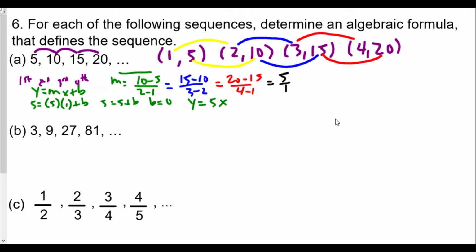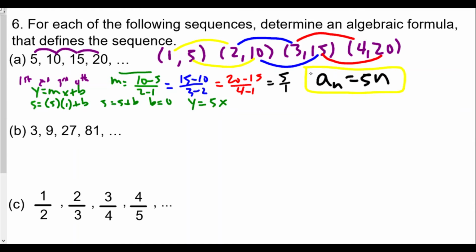So notation-wise, since I said we're using a sub n, I would say a sub n is equal to 5n. Meaning, for the first term, I get 5 times 1. For the second term, I get 5 times 2, and so on and so forth. So this would be the answer for A.